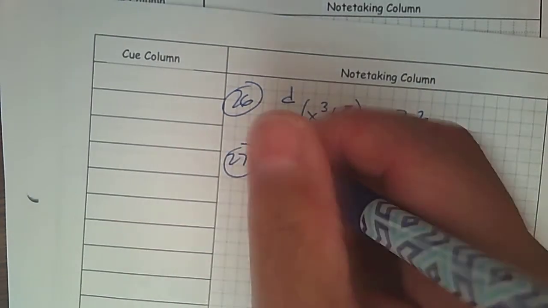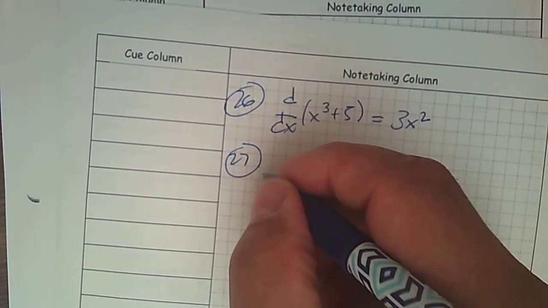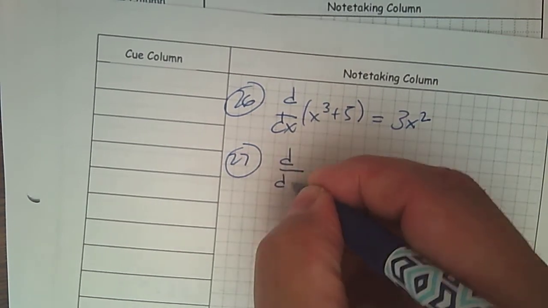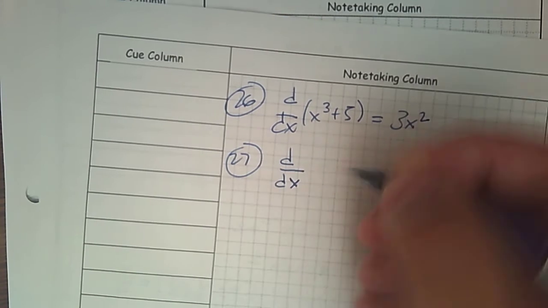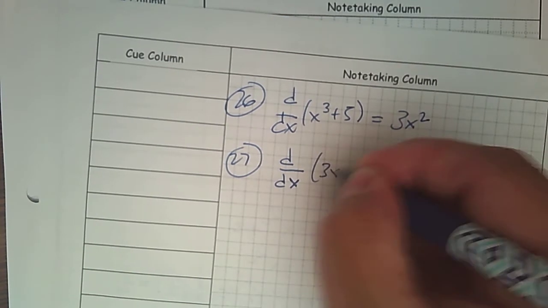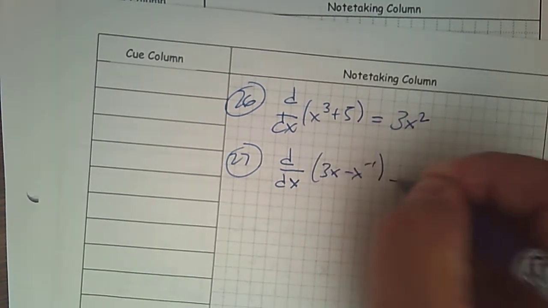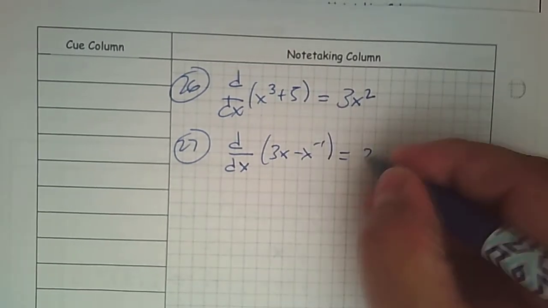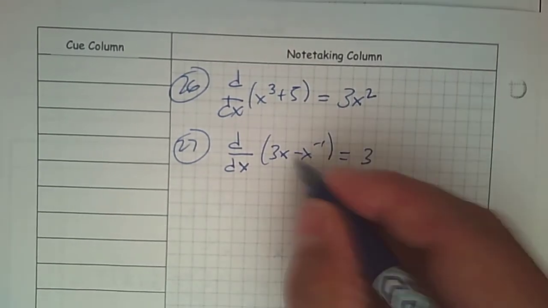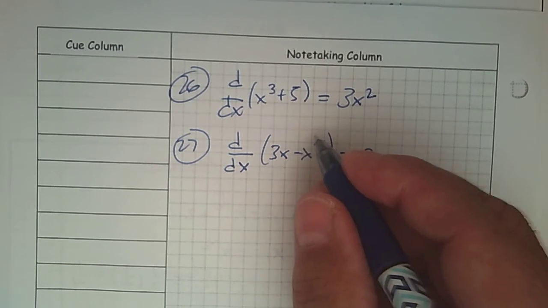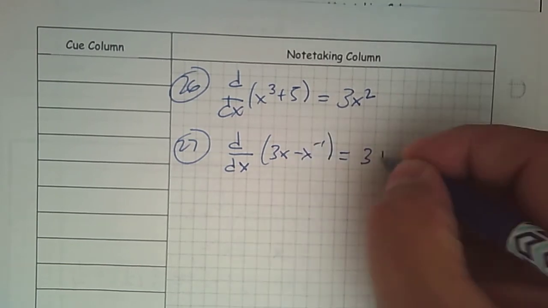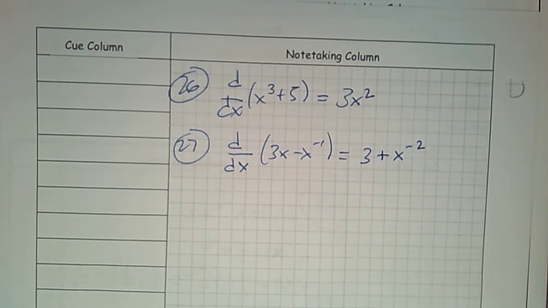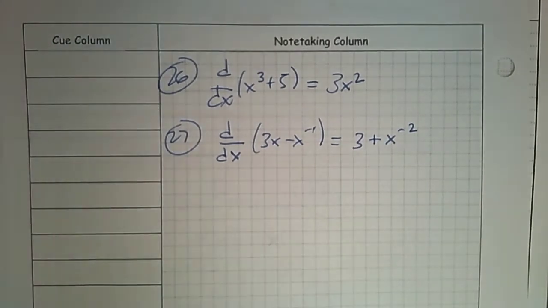27. You're asked to find the second derivative of that. But in order to find the second derivative, we first have to find the first derivative. So this is how the first derivative would look. So to find that first derivative, the derivative of 3x is 3. The derivative of negative x to the negative 1, that's negative times a negative, that's plus. Subtract 1 from the exponent, and you get 3 plus x to the negative 2.